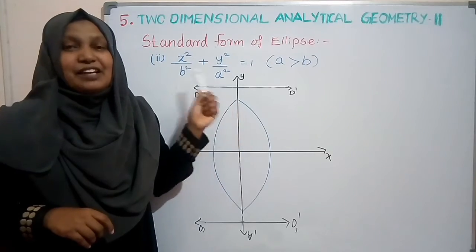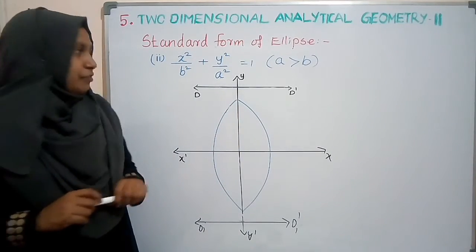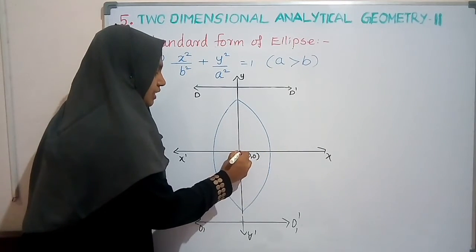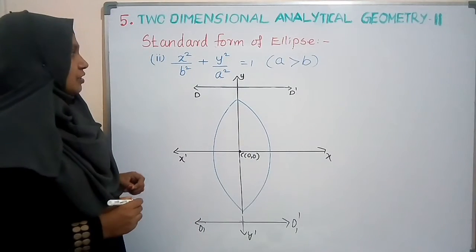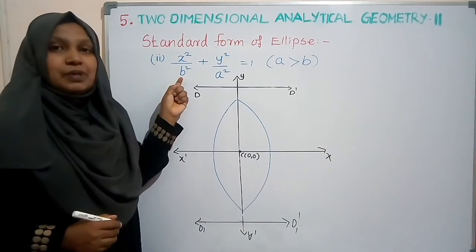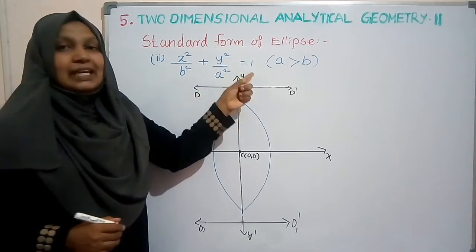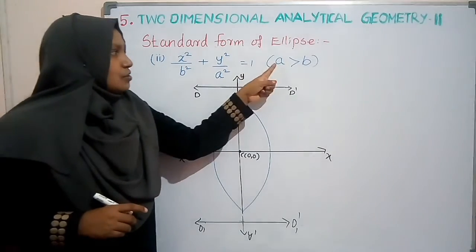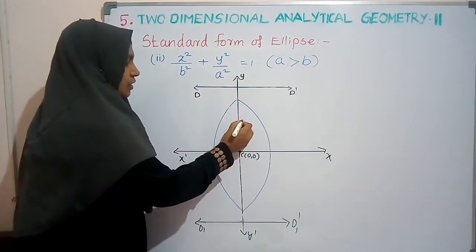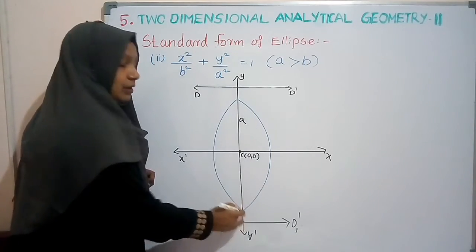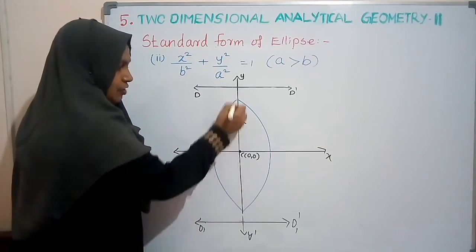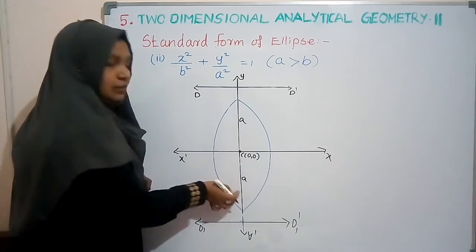This is our second form of ellipse, again in standard form. The center is at the origin. So this is our center here, and we have the equation of the ellipse as x square by b square plus y square by a square is equal to 1. Here also a is greater than b. So a is the greater value, which means the y-axis is our major axis now. This part only is the major axis, and its length is again 2a.